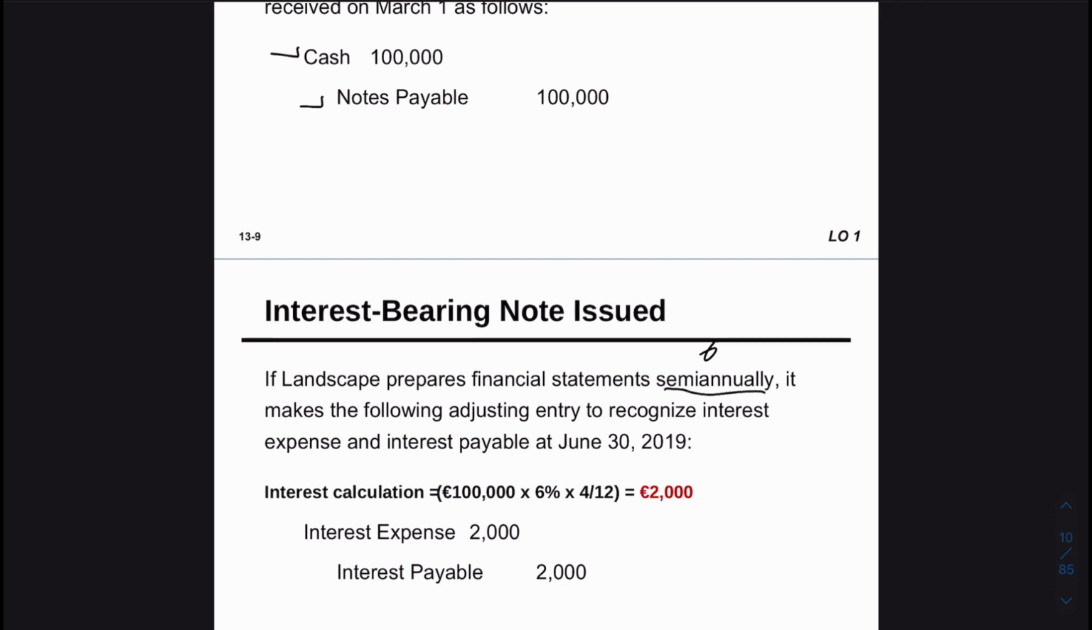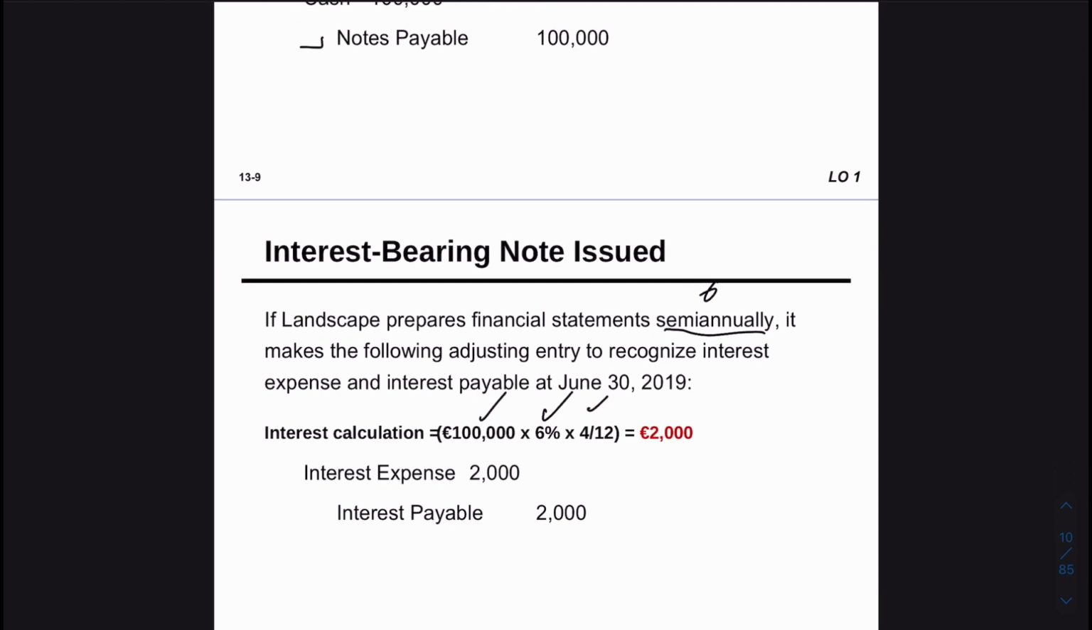So 100,000, which is the principal amount, multiplied by 6%, which is the interest rate, multiplied by 4, because only 4 months have passed, divided by 12, because the interest rate is annual, but because they are preparing the financial statement semi-annually, we only take the months passed over 12. Okay, so then the interest is going to be 2,000. We will debit interest expense and credit interest payable.